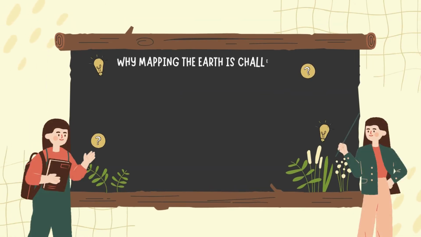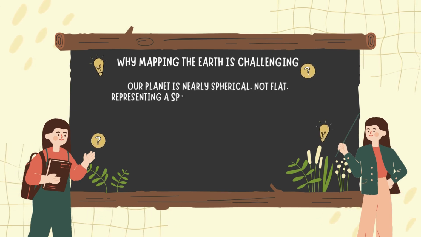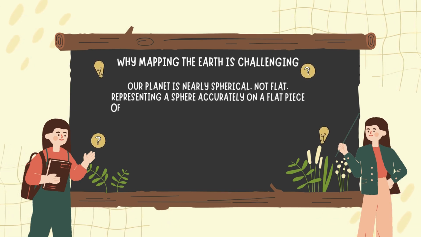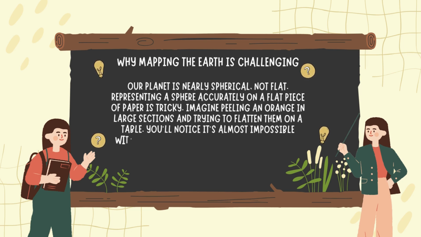Mapping the Earth. Why mapping the Earth is challenging. Our planet is nearly spherical, not flat. Representing a sphere accurately on a flat piece of paper is tricky. Imagine peeling an orange in large sections and trying to flatten them on a table. You'll notice it's almost impossible without tearing or distorting the peel.